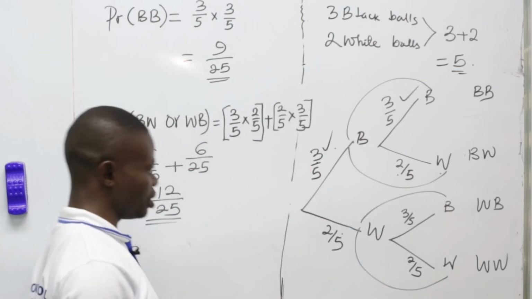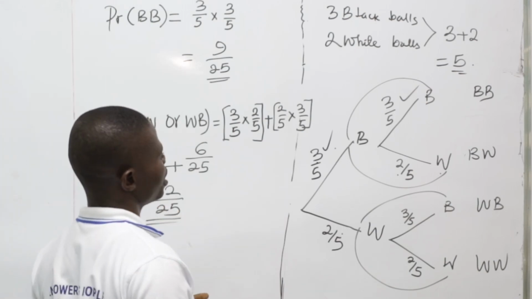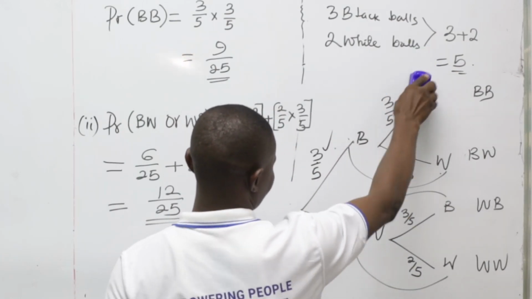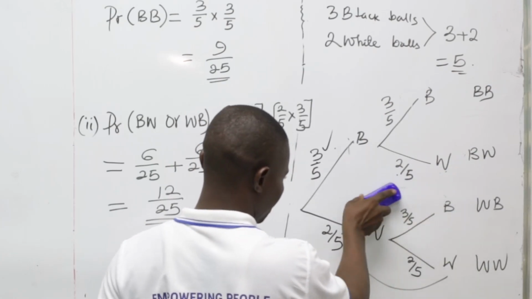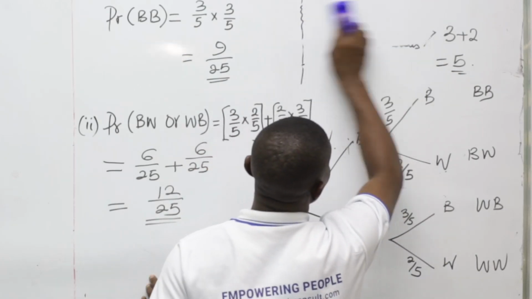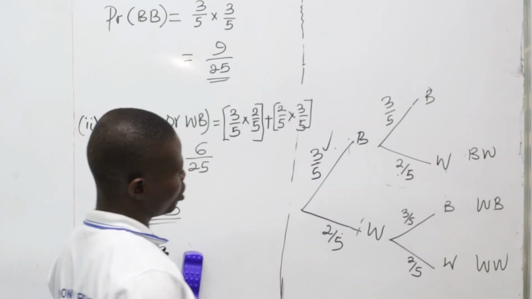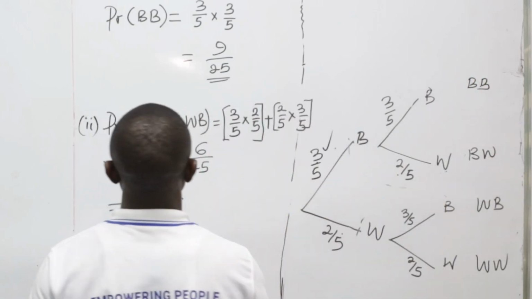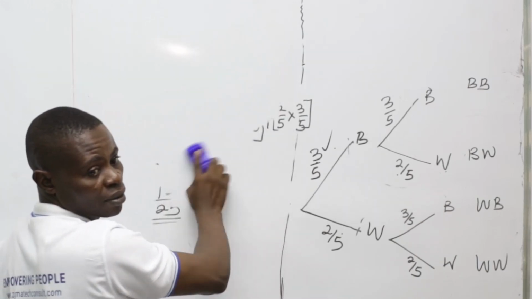The next question, at least 1 is black. This is where the challenge is in probability. Your ability to interpret the words at least, at most, matters a lot. Now let us see how we can interpret such a question when it is given to us. We already know our total number of blacks, total number of whites. So now we are faced with at least 1 black.